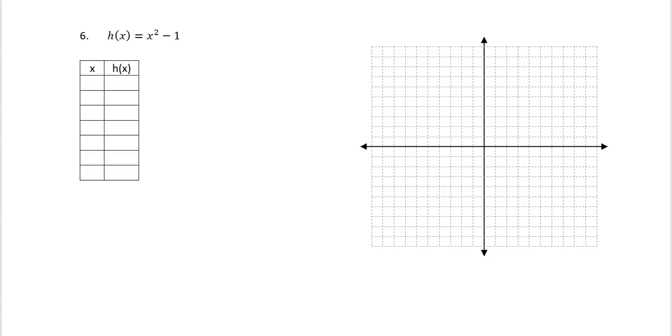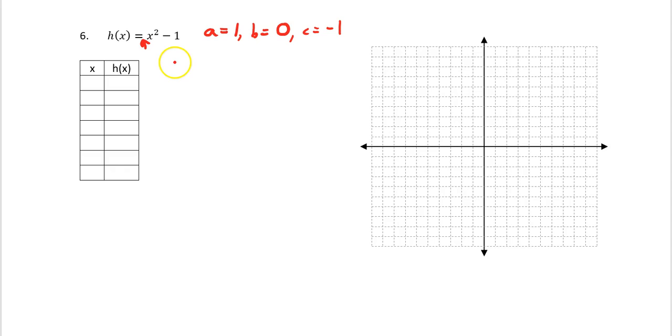Problem 6 has a function h of x, just to have us get familiar with different letters. And it's h of x equals x squared minus 1, and you'll notice that this only has 2 terms in it. So it's sometimes helpful to remind yourself what the a, b's, and c's are when there's only 2 terms. Okay, our a value is, of course, 1 because it's a silent number in front of x squared. Our b value is 0 because there's no x term. And our c value is the negative 1.